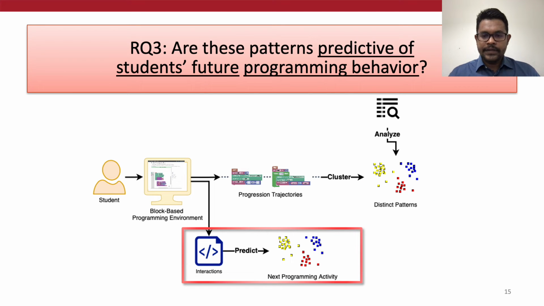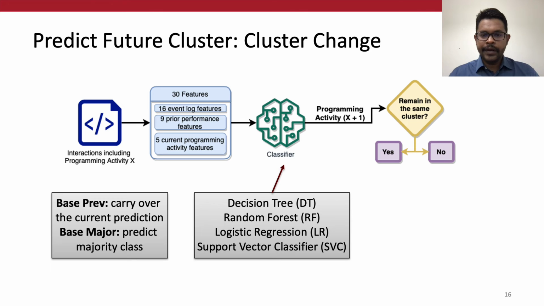For our third and final research question, we asked, are these patterns predictive of students' future programming behavior? Here, we try to predict whether a student will change their progression cluster in the next programming activity or not. We used the interaction data of individual students up until the end of the current programming activity and trained a classifier to predict the behavior in the next programming activity.